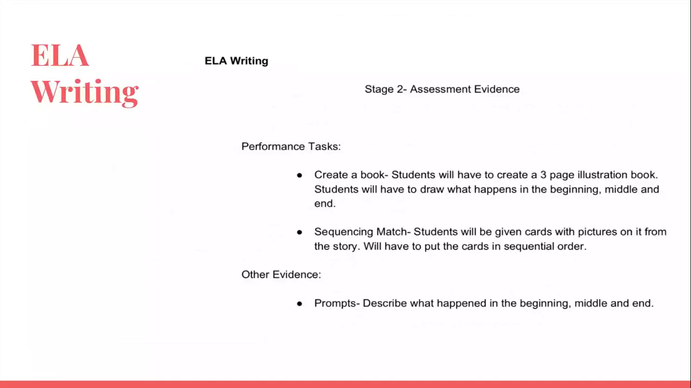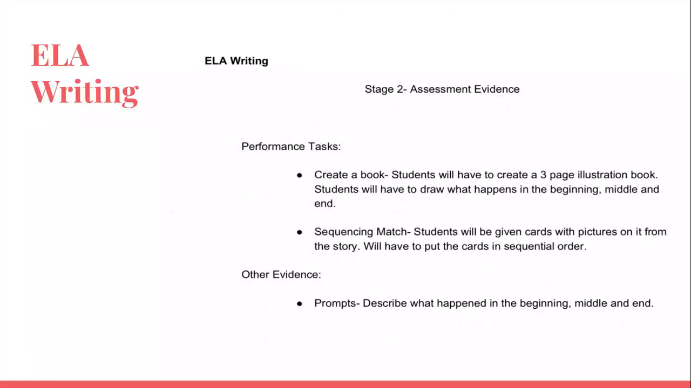And this is my evidence for ELA writing. So the writing goal was to have the students be able to describe what happens in the beginning, middle, or end, describe the order of events. So the first evidence would be to create a book. The students will have to create a 3-page illustration book. Students will have to draw what happens in the beginning, middle, and end.